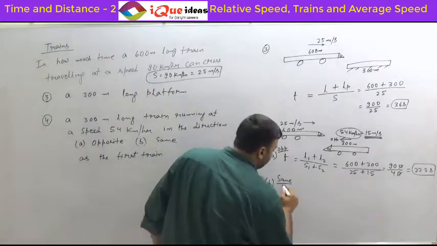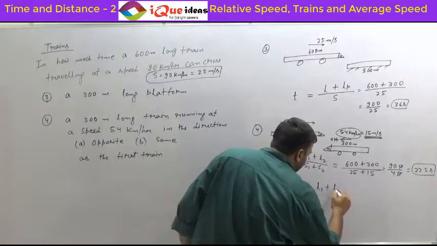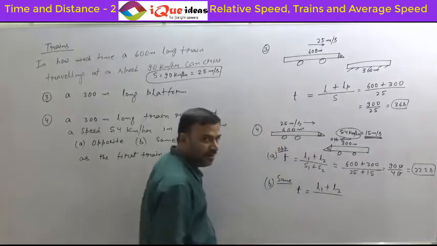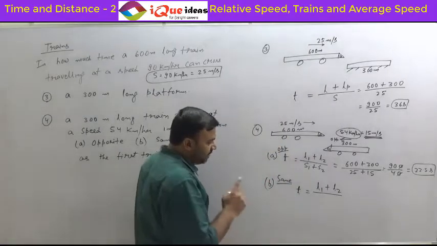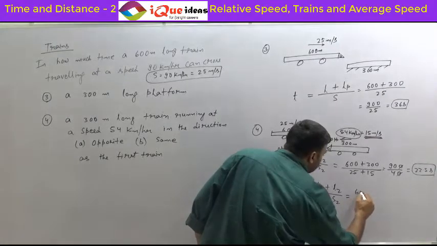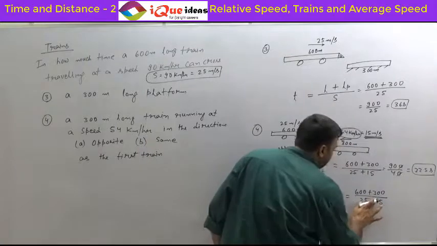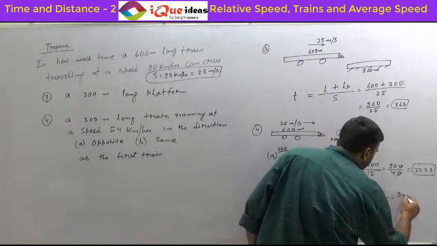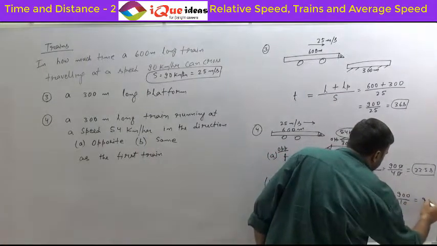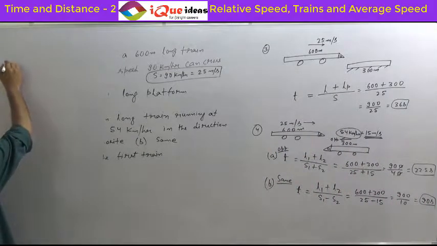So here again, we will apply that concept of subtraction. In that case, what will be the time? Time taken will be equal to, length is the same, L1 plus L2, because that is still added, right? Speeds will be S1 minus S2. So we have 600 plus 300 divided by 25 minus 15, which is equal to 900 by 10, which is 90 seconds.